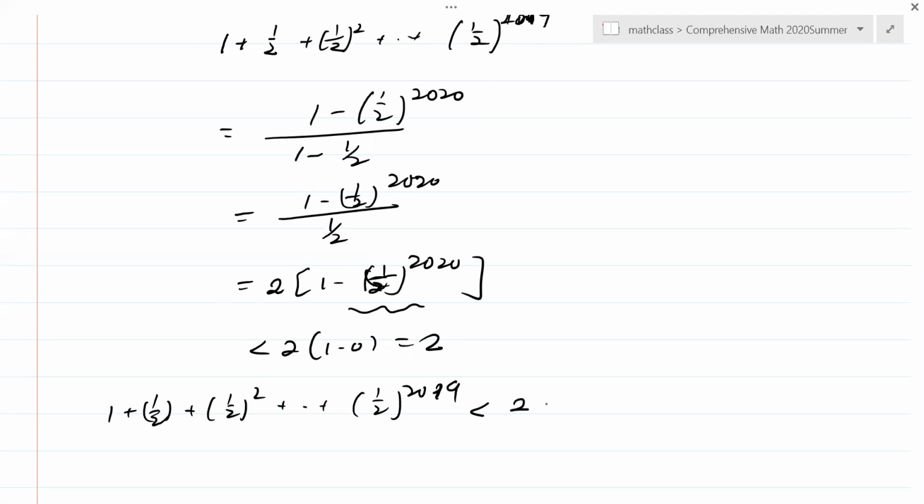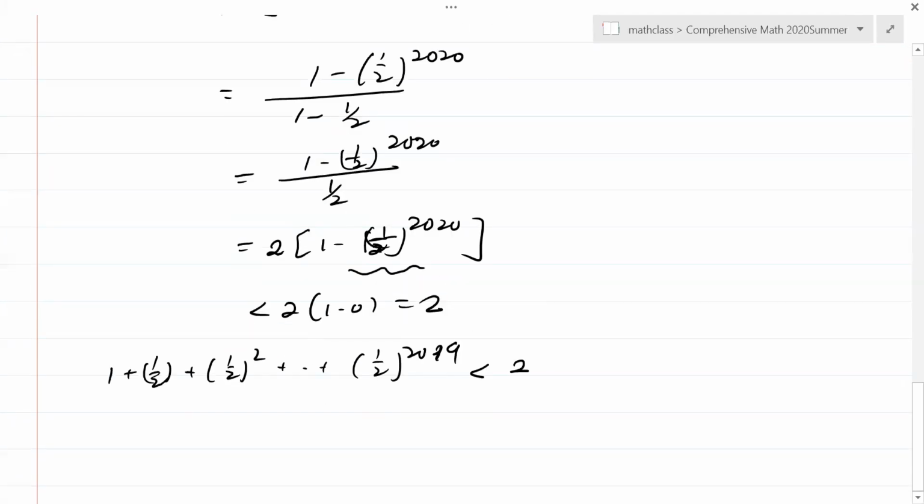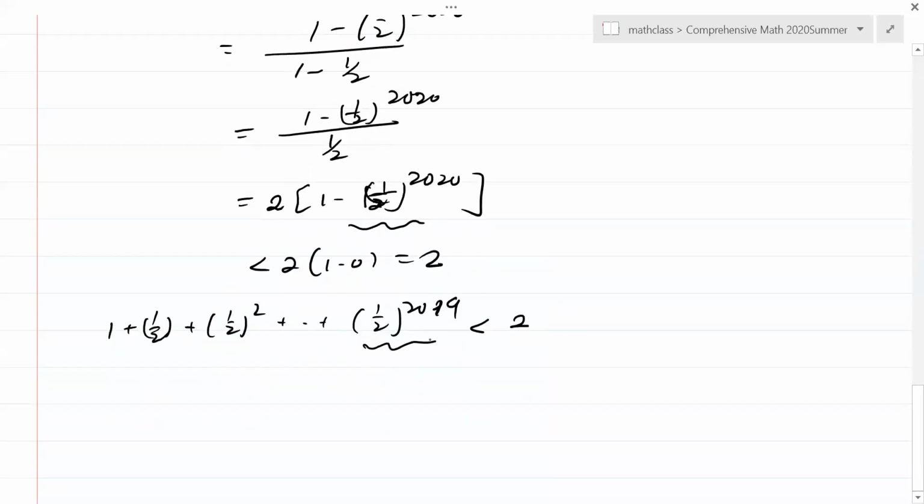Okay? So if you want to increase the number from 2019 to 1 billion, I think you still get a sum less than 2, but getting close to 2. Okay? So this is a number smaller than 2. Okay. So that number is very small, can be ignored.